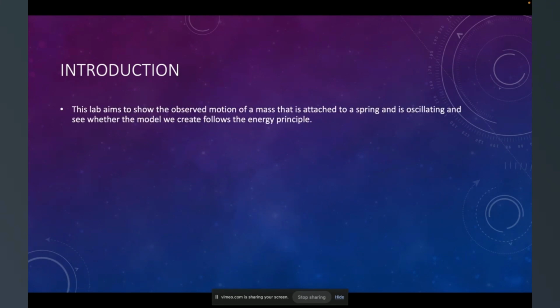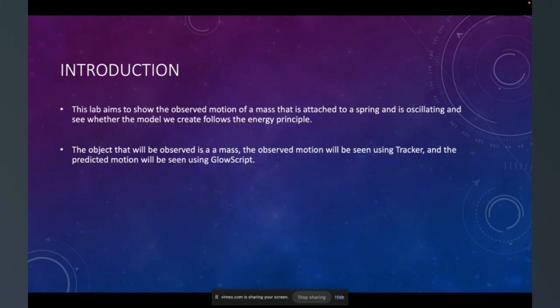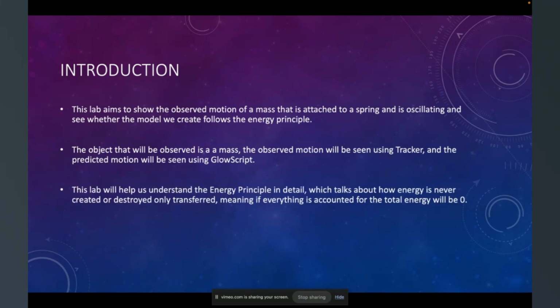For some introduction, this lab will aim to show the observed motion of a mass that is attached to a spring and is oscillating, to see whether the model we created follows the energy principle. The object will be observed as a mass, the observed motion will be using Tracker, and the predicted motion will be seen using GlowScript. The lab will help us understand the energy principle in detail, which talks about how energy is never created nor destroyed, only transferred.